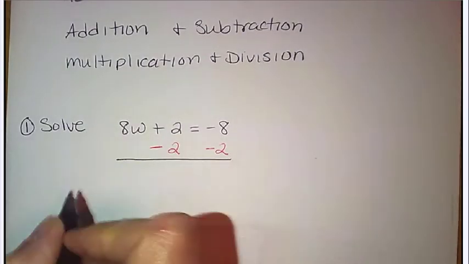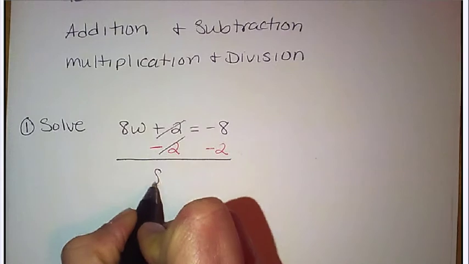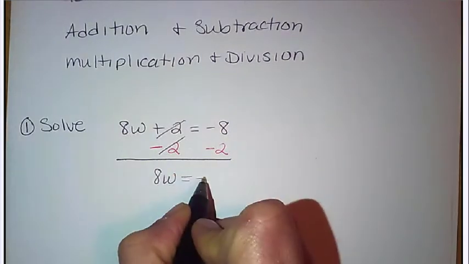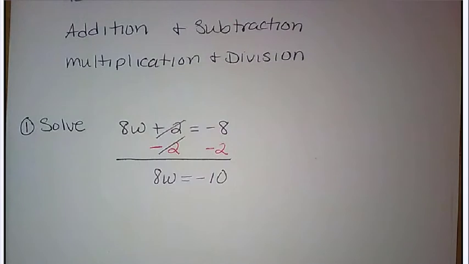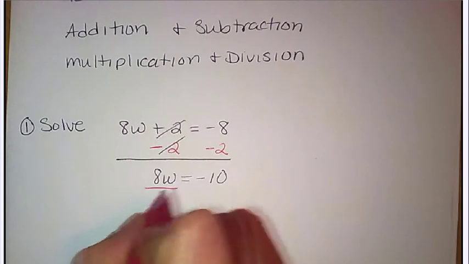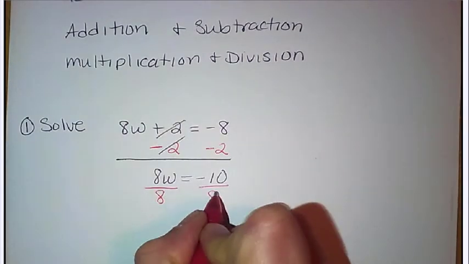So now over here on the left, my 2's are going to cancel each other out, so I'm going to have 8w equals negative 10. Remember, when you're working with negatives as far as addition and subtraction goes, it's kind of like talking about money. So I owe you $8 and I borrow an additional $2 from you, so now I owe you $10. Okay, so now we've got the 8w all by itself. The next thing we want to do is get rid of that 8. Whenever we see a number directly next to a letter, remember back in the last section, that's a multiplication. So the opposite of multiplication is division. And we're going to divide both sides by 8.